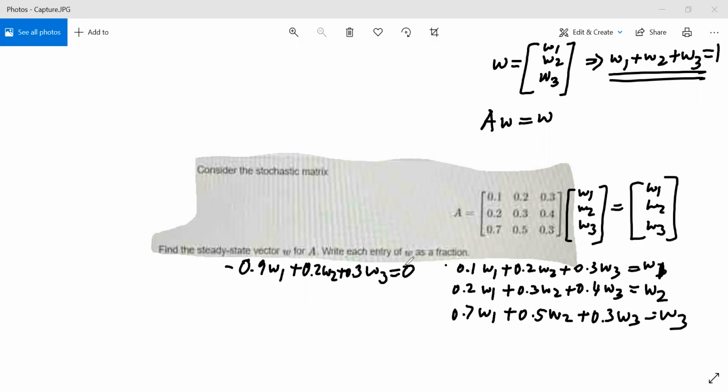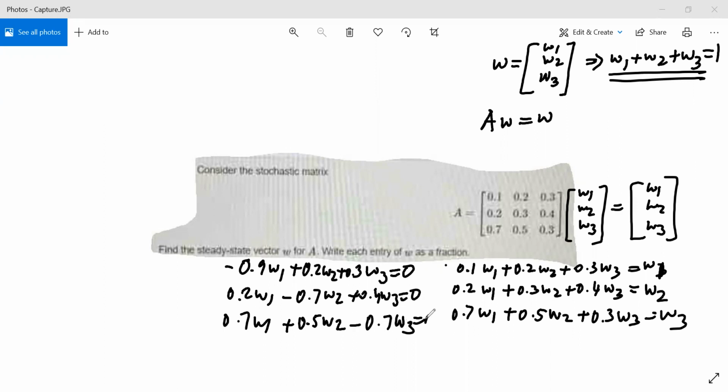And then similarly, for the second equation, you can just subtract W2 from both sides. So this will be 0.2 W1 minus 0.7 W2 plus 0.4 W3 equals 0. And in the last equation, just subtract W3 from both sides. So this will be 0.7 W1 plus 0.5 W2 minus 0.7 W3 equals 0. Okay, and then you just have to solve this system.